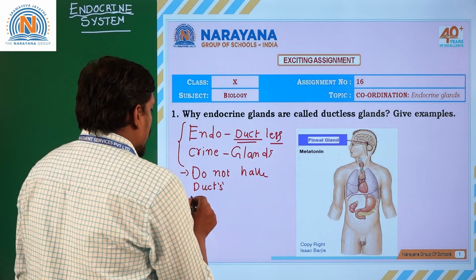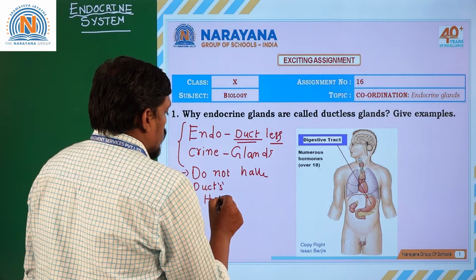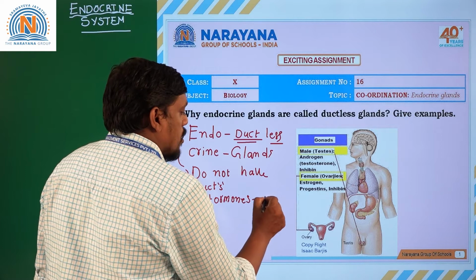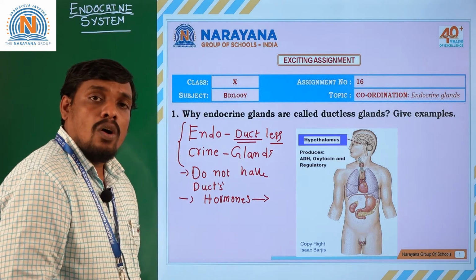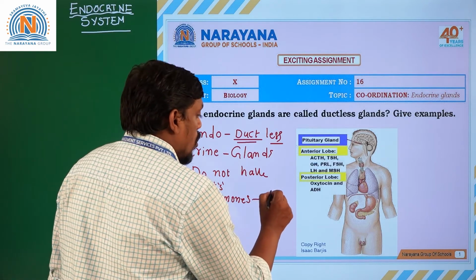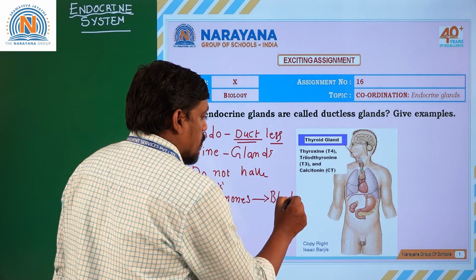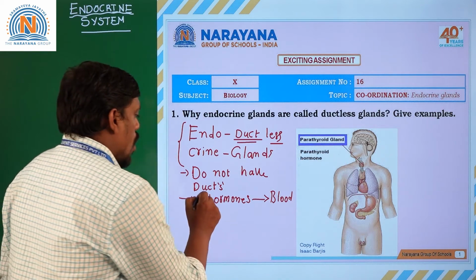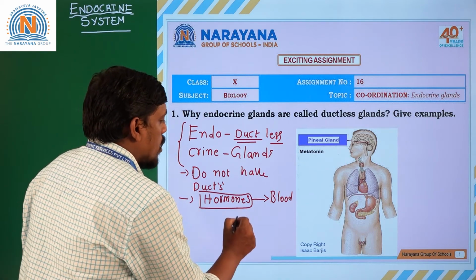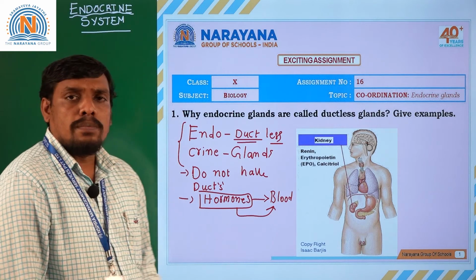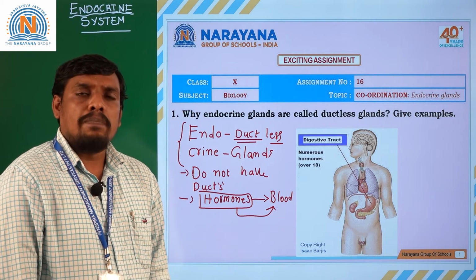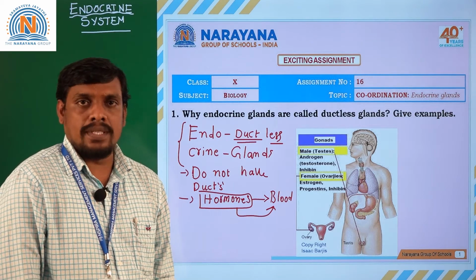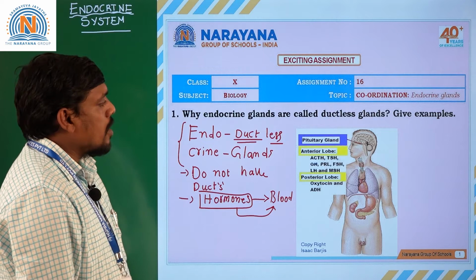These endocrine glands secrete some specific chemicals called hormones. These hormones are directly secreted, entering into the blood from these endocrine glands. Clear, students? So the endocrine glands produce hormones. These hormones are directly secreted into the blood without passing through the ducts or tubes. So endocrine glands are ductless glands.